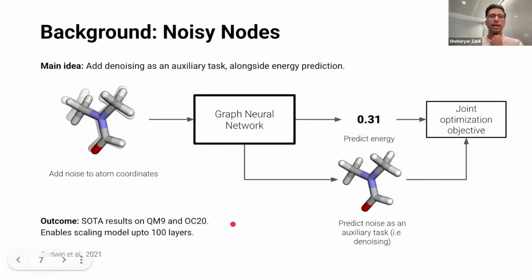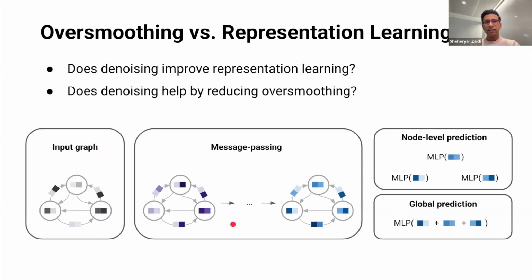And they also showed that having this objective allows you to scale the size of your network up quite a lot. So they trained models up to 100 layers and show that you get performance improvements even when you go from 50 to 100 layers. And typically in GNNs, it's been a little bit hard for people to scale them up for various reasons.